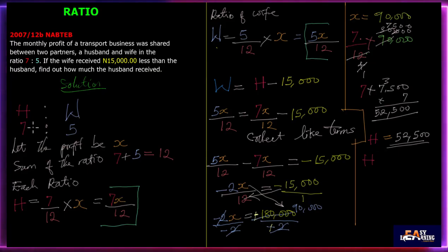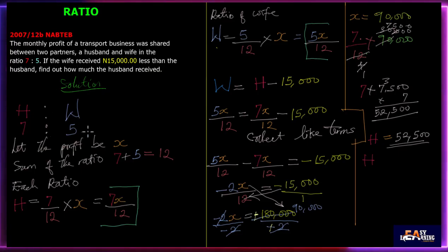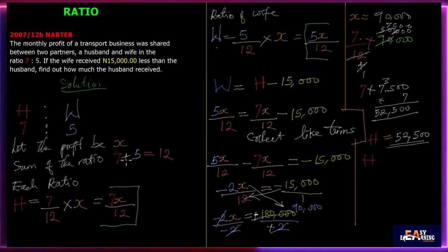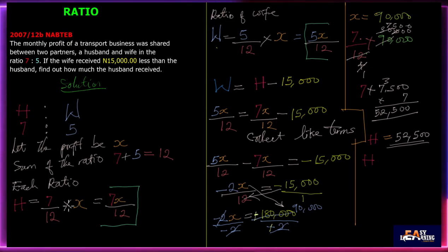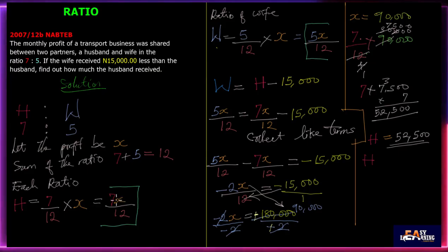Okay, just a very quick recap. The ratio in which the husband and wife partners shared their money was 7:5, and we don't know the profit. We call the profit x. We took the sum of the ratio, 7 plus 5, which gave us 12. We found each of their shares, even though we did not know them: each is their part of the ratio over the total ratio times the unknown profit x, and we had it as 7x over 12 for the husband. We did the same for the wife, and the share there was 5x over 12, and we were told in the question that the wife received 15,000 less than the husband.